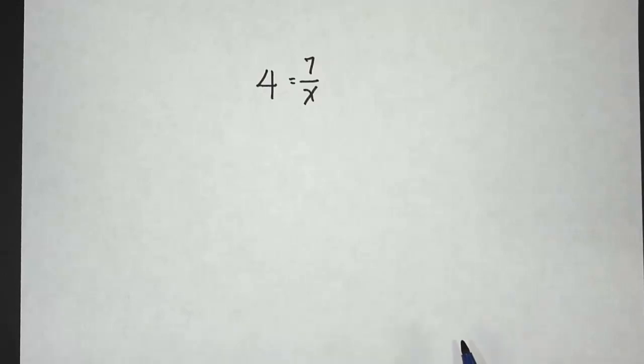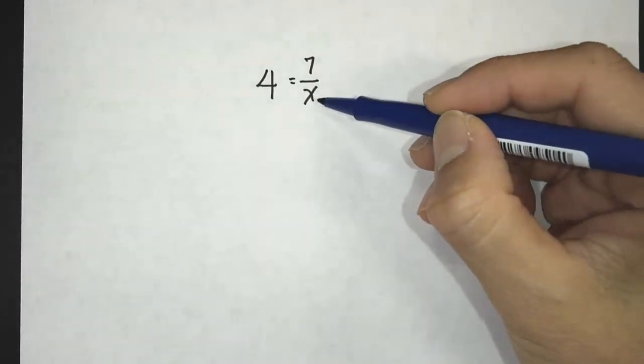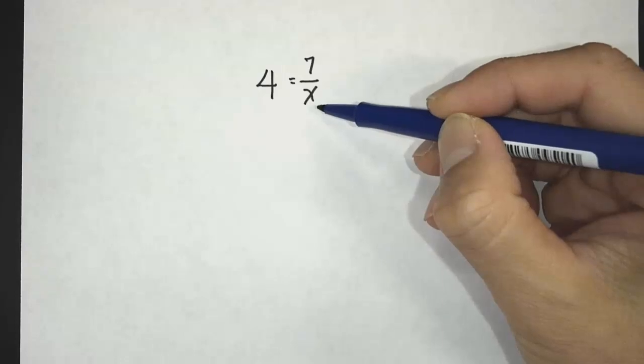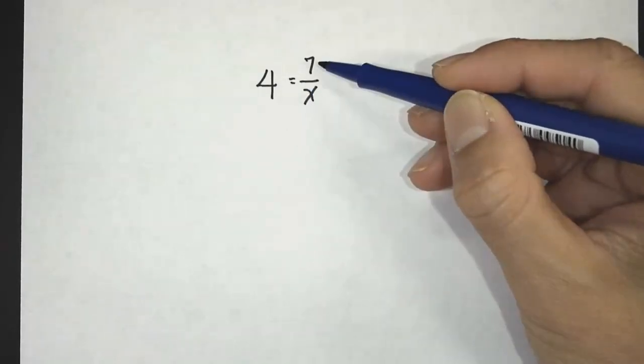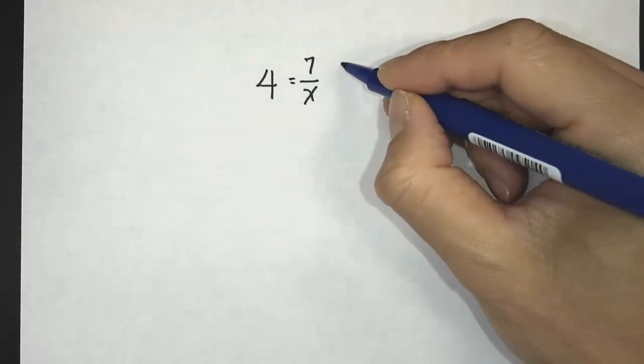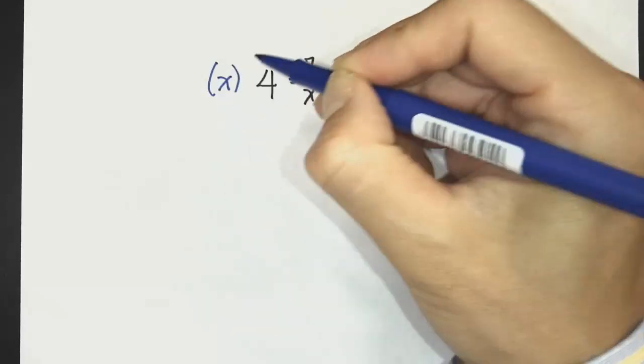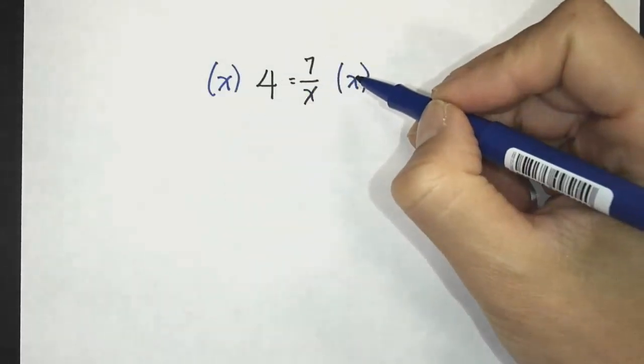In this video, I want to show you how to find the unknown variable in the denominator. The first step we're going to do is to get rid of this denominator. We want to get it to the top. The way we're going to do that is we're going to multiply both sides by the denominator. So in this case, it's going to be x. So I'm going to multiply x on both sides.